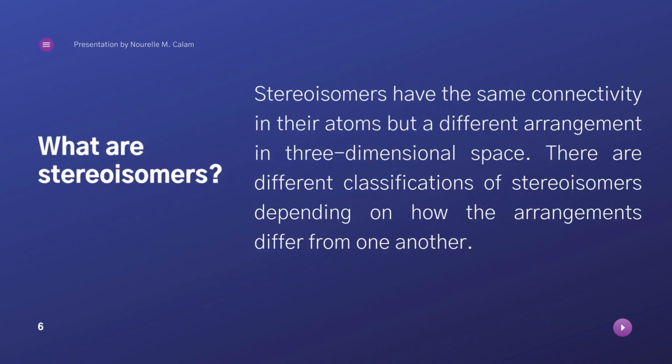Now let's head to stereoisomers. Stereoisomers is one example of an isomer. Now, unsa din is specifically ning stereoisomers? Now, stereoisomers have the same connectivity in their atoms, but a different arrangement in three-dimensional space. So, there are different classifications of stereoisomers depending on how the arrangements differ from one another.